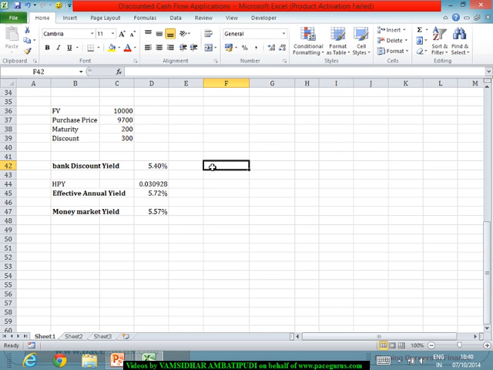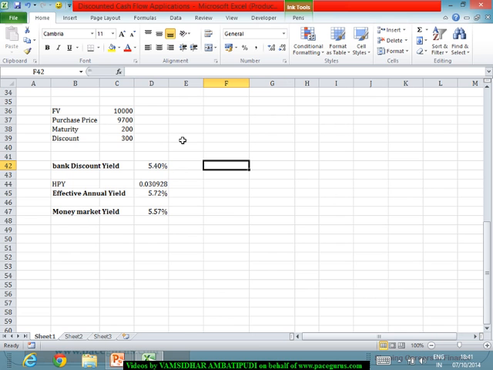Now that I know the bank discount yield is 5.4%, let me try working it out. This is a very easy way to work it out. The bank discount yield is 5.4%, so the discount divided by the face value multiplied by 360 by 200, assuming a 200-day period. So discount divided by face value comes out as 5.4% multiplied by 200 and divided by 360. This is what comes out as D by F.